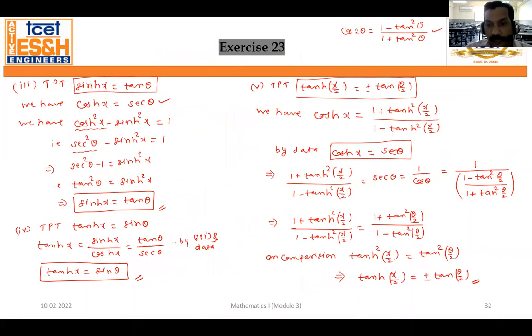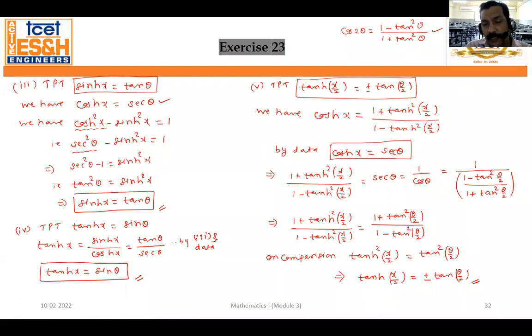तो लुक, आई यूज द गिवन डेटा ओनली। वी नो दैट बाय हाफ एंगल हाइपरबोलिक फॉर्मूला cos hyperbolic of x is equal to 1 plus tan hyperbolic square of x by 2 upon 1 minus tan hyperbolic square of x by 2. By data, cos x is given as sec theta. Okay, this means 1 plus tan square x by 2 upon 1 minus tan square x by 2 is equal to sec theta. That is 1 upon cos theta. Okay, that is equal to 1 upon.